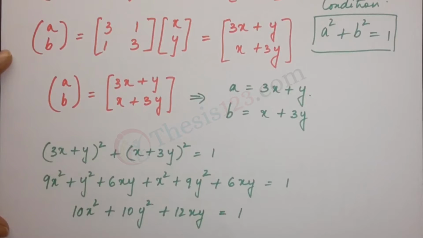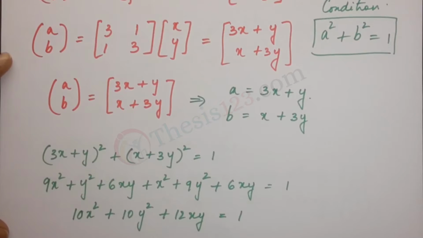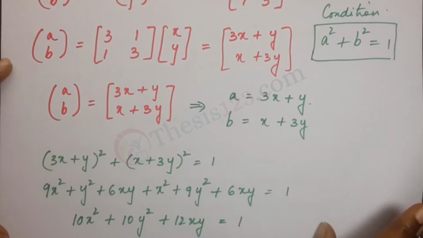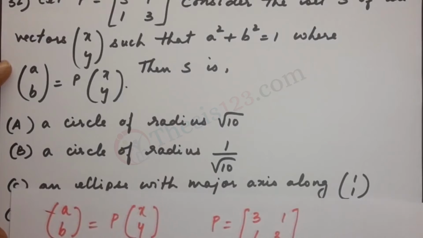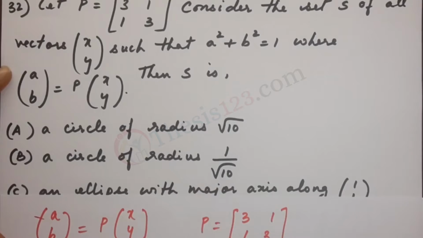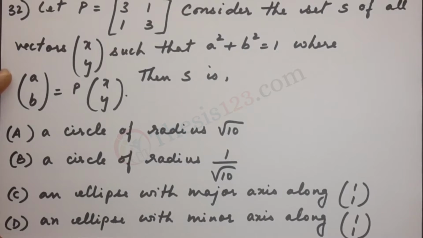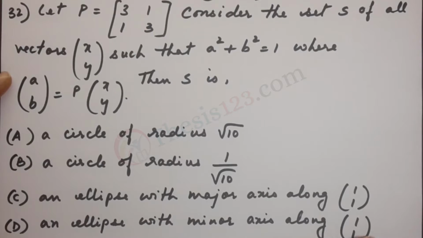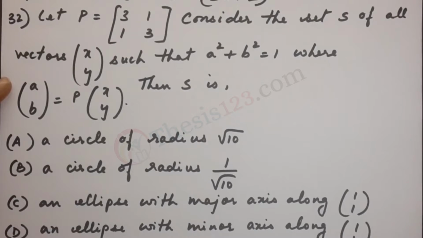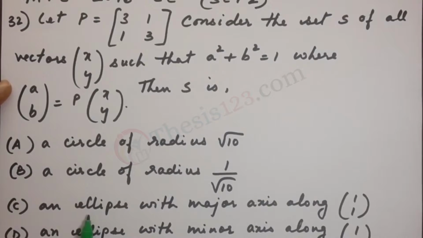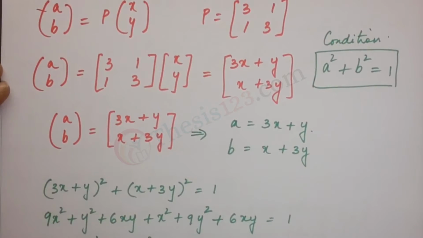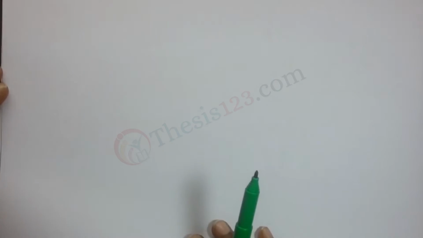So we won't be able to split it in a way to get the standard form of a circle. I'm sure you're quite familiar with the standard form of a circle and the standard form of an ellipse. Since we can't write this in the standard form of a circle, options A and B rule out. It is not a circle of radius root 10 and not a circle of radius 1 by root 10, which leaves that it is either an ellipse with a major axis along 1, 1 or an ellipse with a minor axis along 1, 1. So let's simplify that equation further and see how we can write it in terms of the standard form of an ellipse. Okay, so I'll write it here.